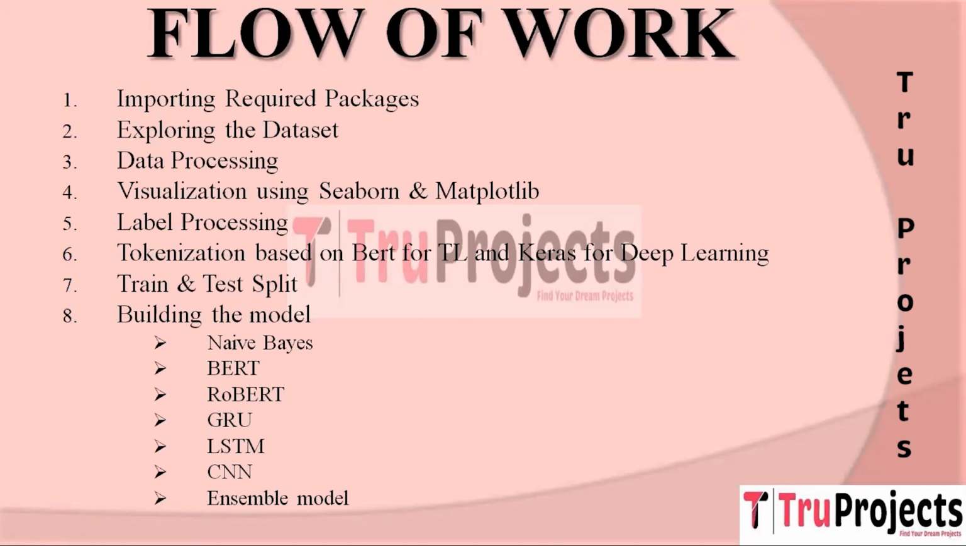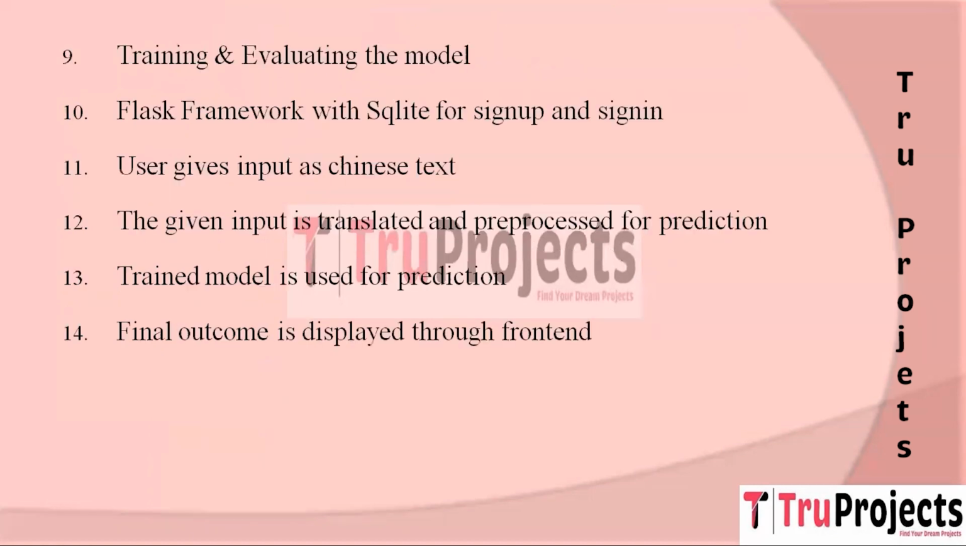CNNs are commonly associated with image processing but can also be applied to text data. They excel at capturing local patterns and can be useful for certain types of text classification tasks such as text sentiment analysis. The next model used is ensemble model. Ensemble model combines the predictions of multiple individual models to improve overall performance and robustness. They can help mitigate the weakness of individual models.